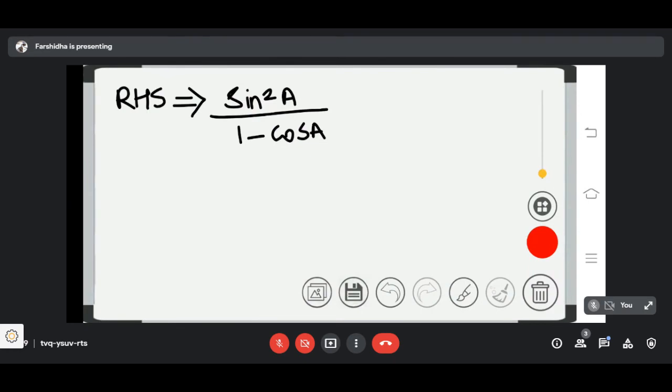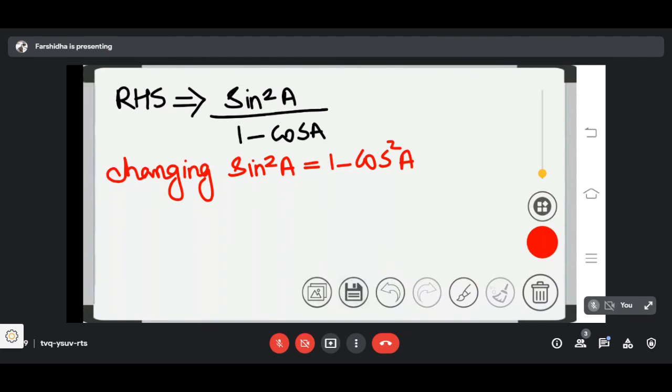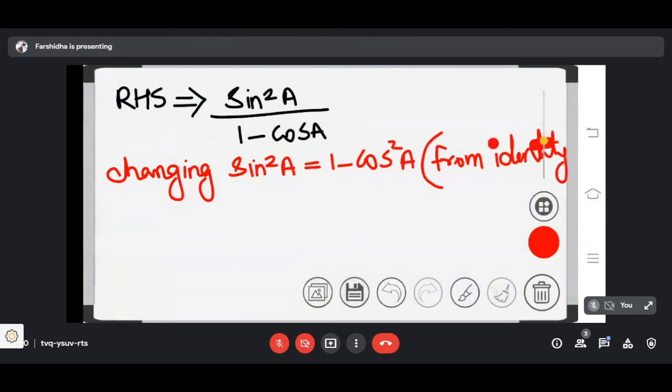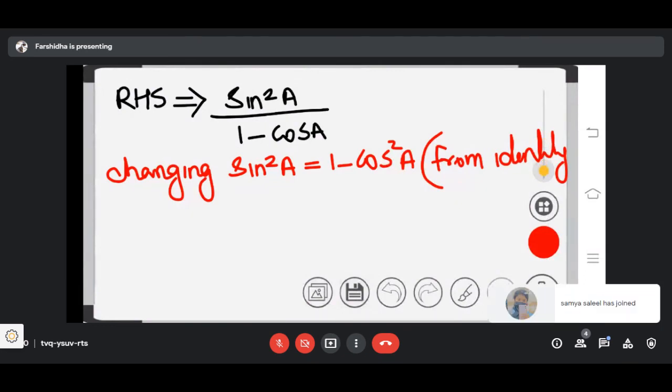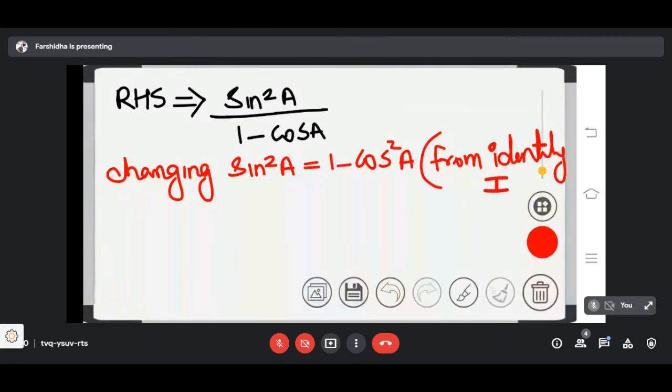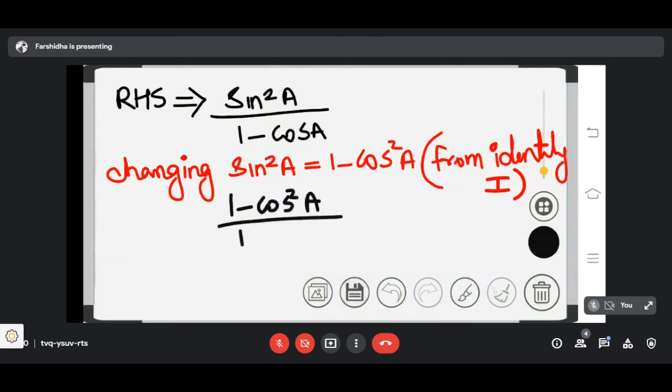So from identity number 1, we know that sin square A plus cos square A equal to 1. And also you can write sin square A equal to 1 minus cos square A. So below this write, changing sin square A equal to 1 minus cos square A. So in the next step, change sin square A as 1 minus cos square A. So it will be 1 minus cos square A divided by 1 minus cos A.